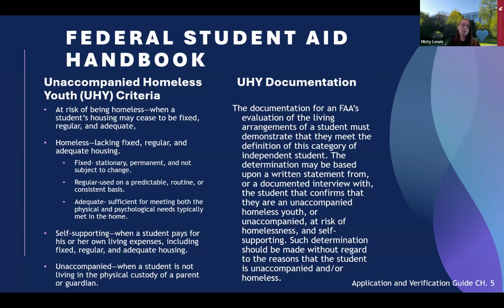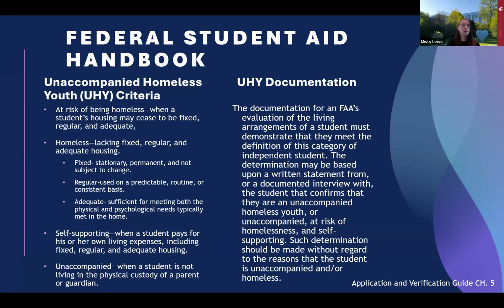Within the Federal Student Aid Handbook, Application Verification Guide, Chapter 5, this is the UHY documentation. The exact wording, because it's just a quote there, is: the documentation for a financial aid administrator's evaluation of the living arrangements of the student must demonstrate that they meet the definition of the category of an independent student. The determination may be based upon the written statement from or a documented interview with the student that confirms that they are an unaccompanied homeless youth or unaccompanied at risk and self-supporting. Such determination should be made without regard to the reason that the student is unaccompanied and or homeless.